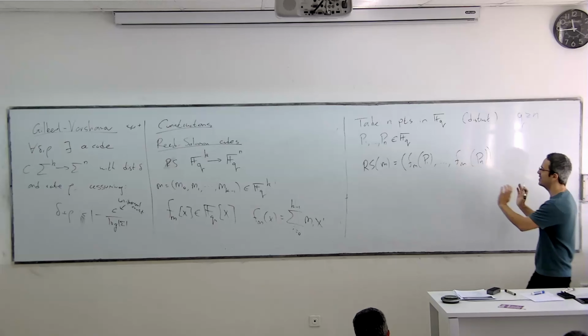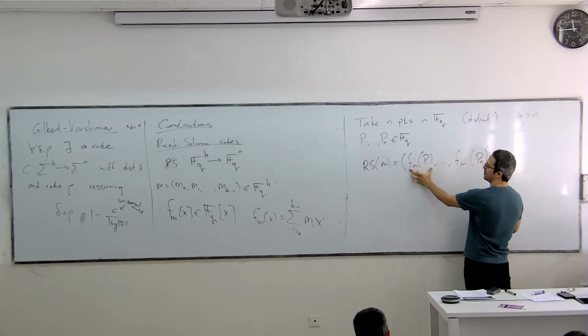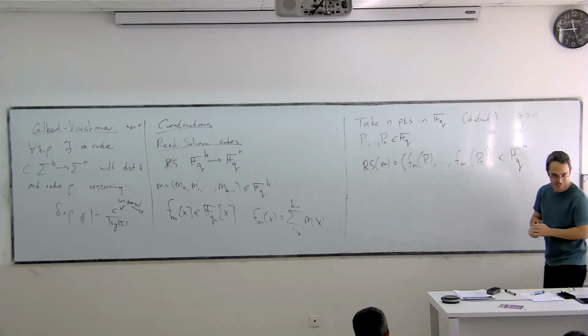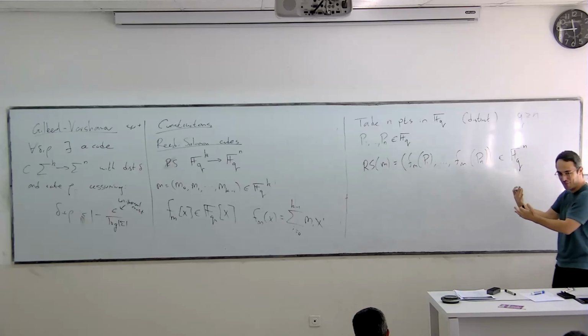Okay, so let's just see. This is an element of F_q, and this is an element of F_q, so it all makes sense. It's F_q to the n. And in terms of types, everything is okay.